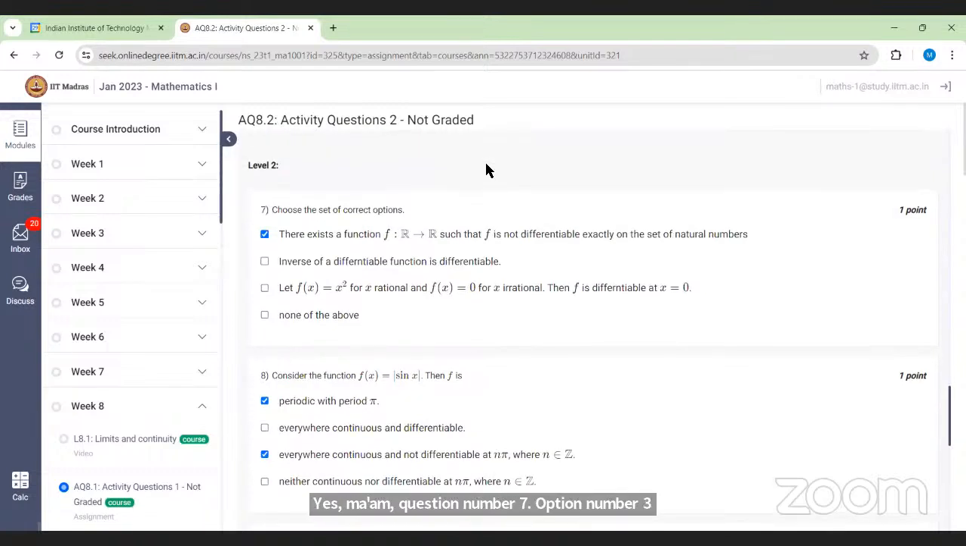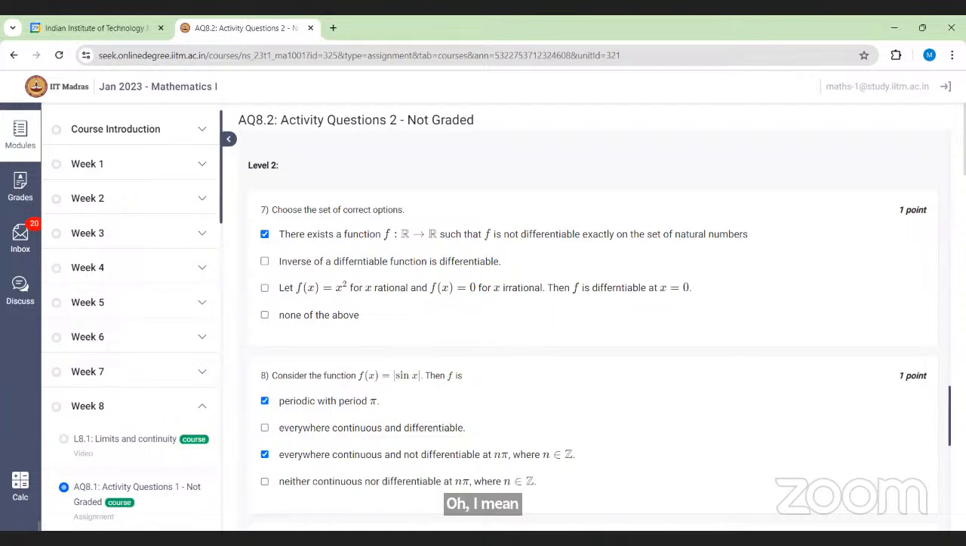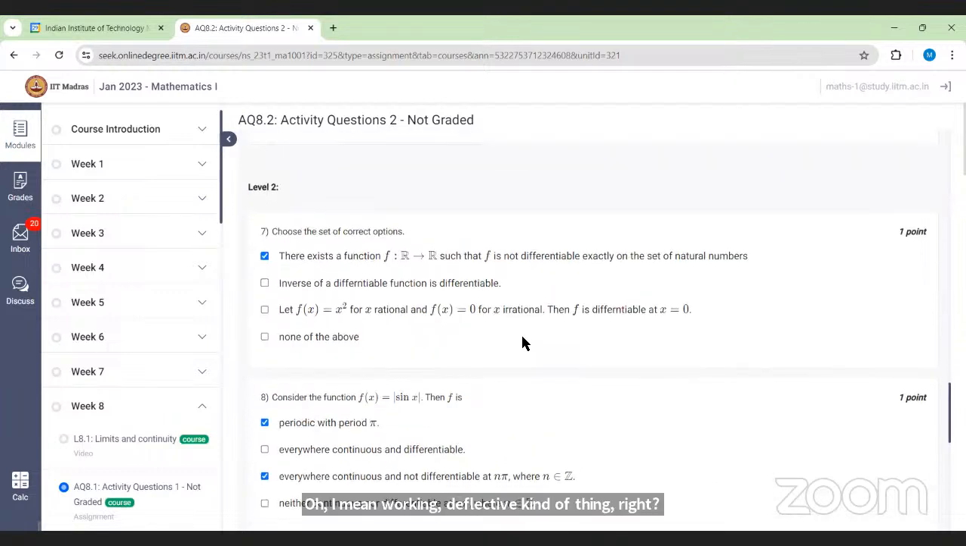Let f of x equal x square for x rational and f of x equal 0 for x irrational, then it is differentiable. Let's see what is happening here. The function is behaving in a very fluctuating kind of way, right? Because you already know that rationals are dense. Whenever there are two rationals, there will be an irrational number in between them. So the function is actually fluctuating between the value x square and 0. That's why it is not differentiable.